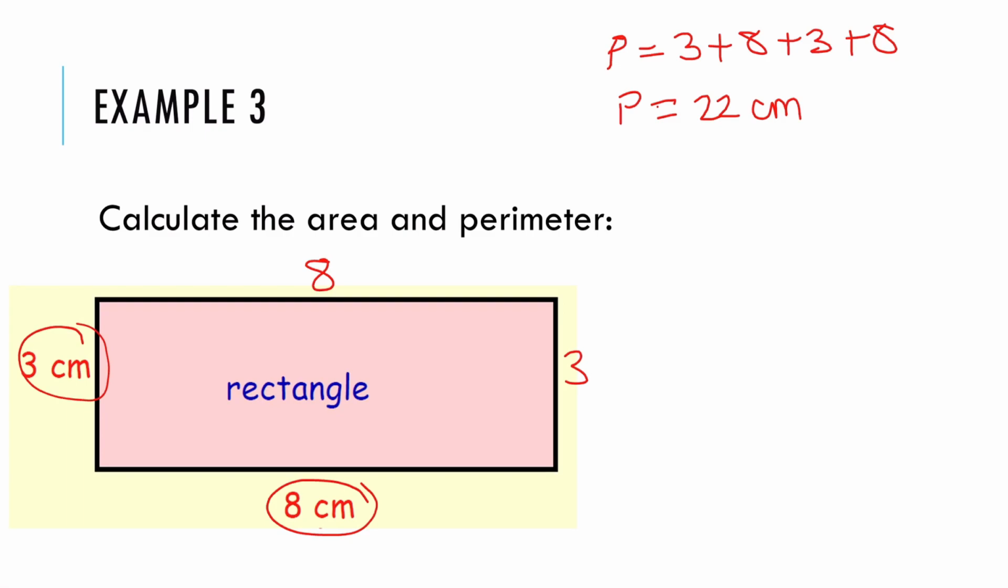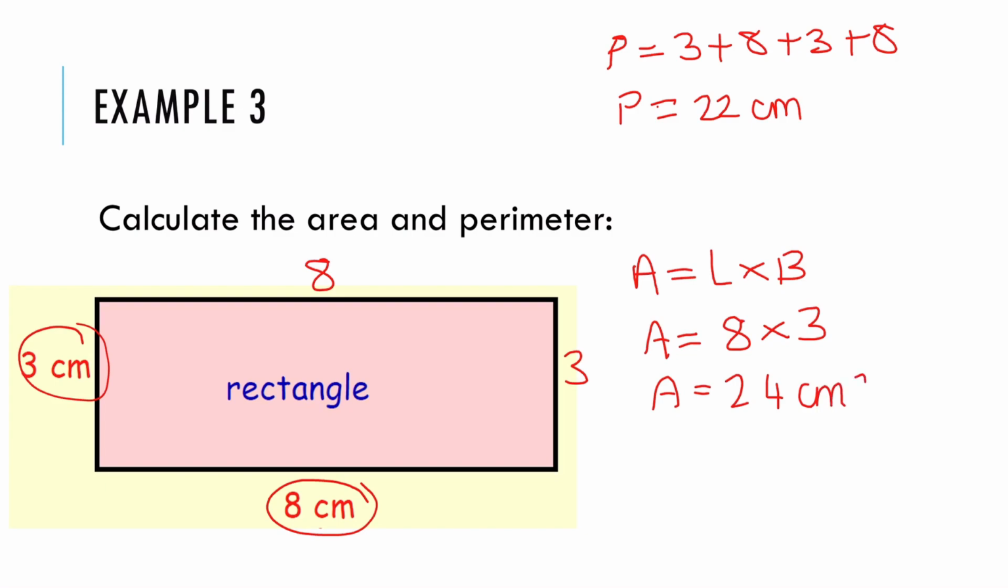That's also fine. Okay, area of this rectangle then, A equals L times B. The length is 8, the breadth is 3, which gives 24, remembering my units, centimetres squared.